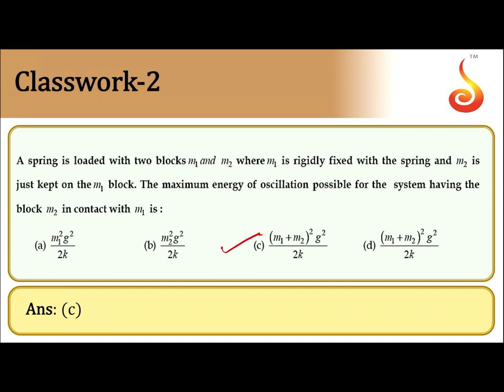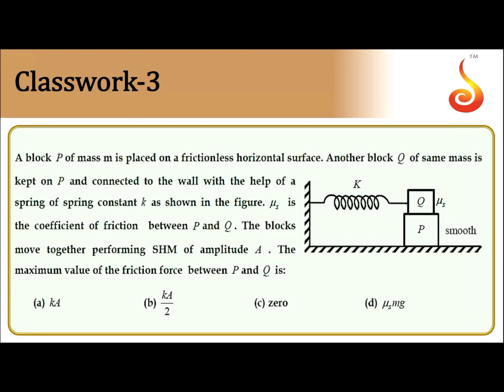Incidentally, this also corresponds to the same thing, right? (M1 plus M2) whole square g square divided by 2k. Okay, no issue. Next one.